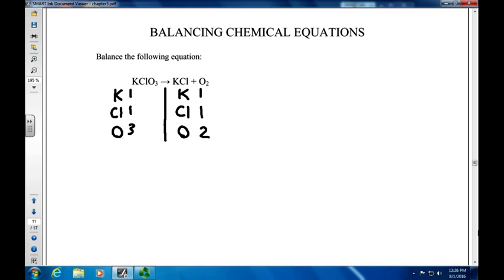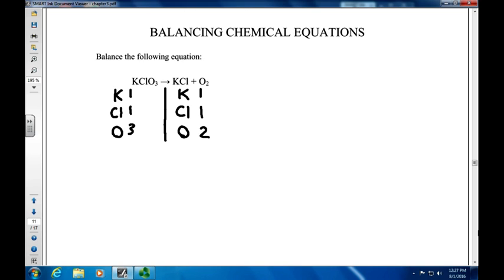The method that I would recommend, and I've been told to recommend, is that you leave your diatomic species for the last bit. You save it, because all you have to do, if it ends up being an uneven amount, is to multiply it by 2 to make it even. Because you're only ever going to get a half, or some variant of a half, to balance.